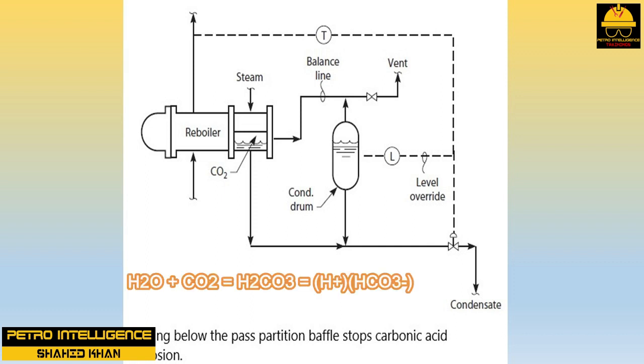H2O plus CO2 equals H2CO3 equals H+ plus HCO3-. That is, carbonic acid will be formed. Carbonic acid is quite corrosive to carbon steel. Reboiler tube leaks, associated with steam side corrosion, are almost certainly due to carbonic acid attack. Venting the channel head through the balance line shown in this picture will prevent an excessive accumulation of CO2.